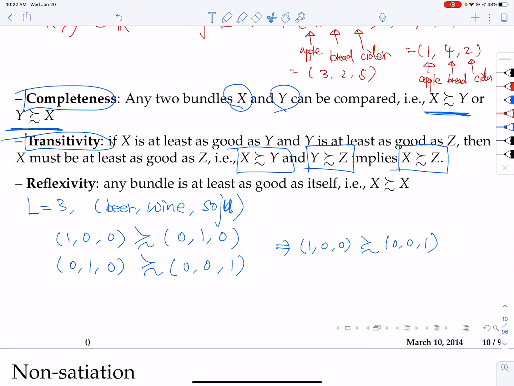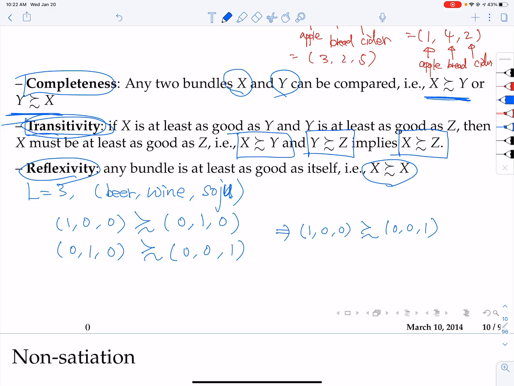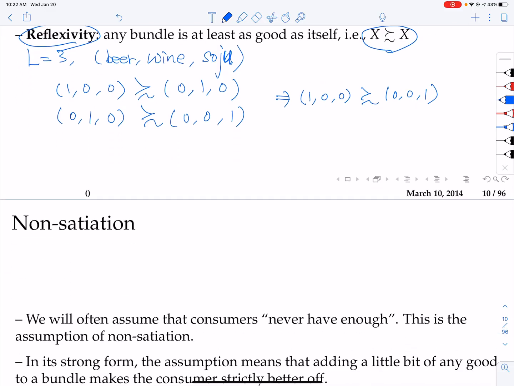Okay, so at least in second year microeconomics, I'm going to assume that the transitivity is valid, right? And reflexivity is that any bundle is as good as itself. So this is more of a technical assumption, so I'm not going to pay too much attention to that. Okay.